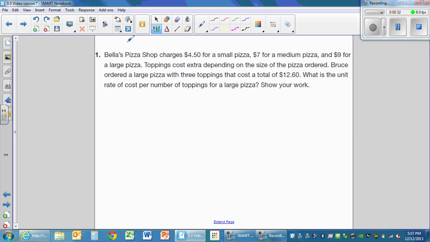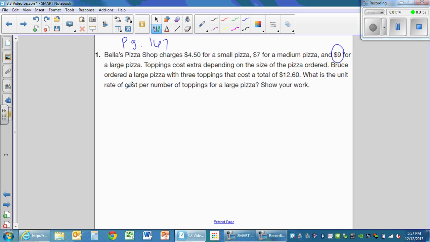I'm starting on page 167 in your book on problem 2. Number 1 says, Bella's Pizza Shop charges $4.50 for a small pizza, $7 for a medium pizza, and $9 for a large pizza. Toppings cost extra depending on the size of the pizza ordered. Bruce orders a large pizza, and we know that a large is $9. And he gets 3 toppings on it that cost a total of $12.60. What is the unit rate of cost per topping on a large pizza?